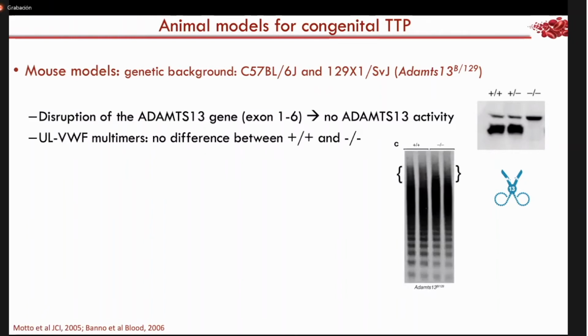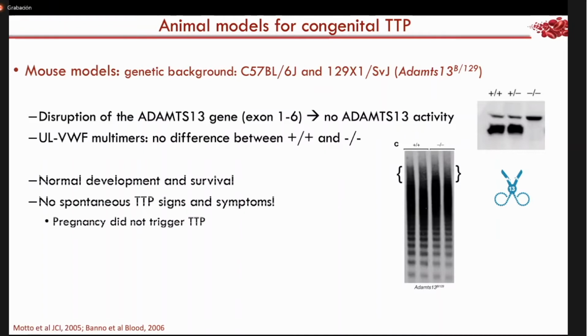What we would also expect if they are knockout mice is that the ultra-large VWF multimers would appear, and they are situated here in the gel. But intriguingly, also the wild-type mice had ultra-large multimers, which was rather unexpected. Now, did the mice develop TTP? No, there were no spontaneous TTP signs and symptoms. There was a normal development of the mice and survival, which was also unexpected. And importantly, pregnancy did not trigger TTP in the mice.